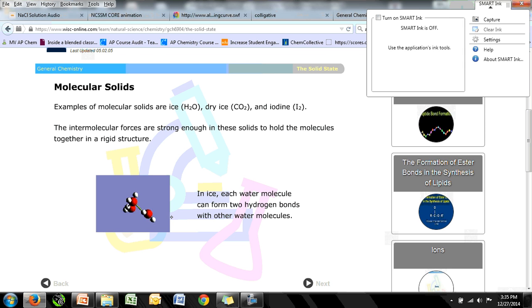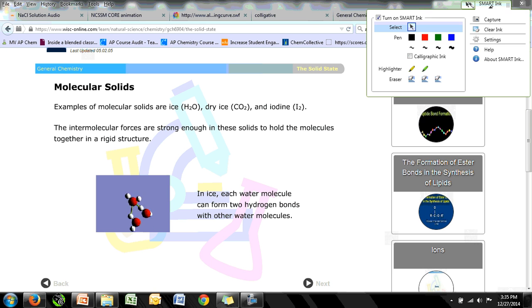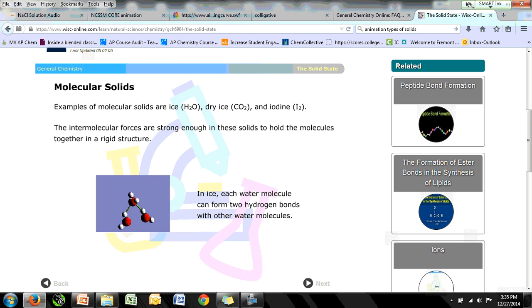This first animation shows molecular solids. And this molecule here, can you identify this molecule? Yes, this is the water molecule. So this is the structure of ice. So you can see the attractive force between them will be hydrogen bonds. And ice as a solid will have a structure like this.